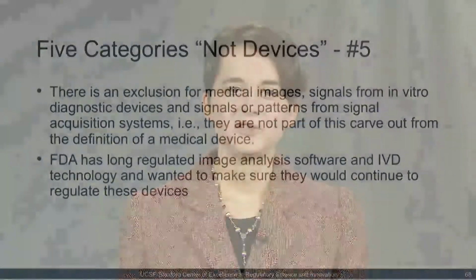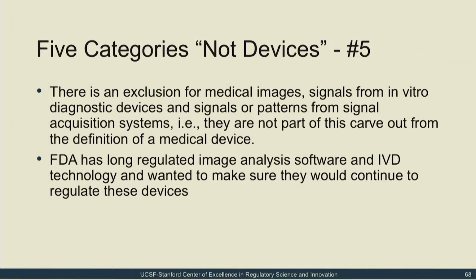Note that the definition of category number 5 of software does not include software whose function is intended to acquire, process, or analyze a medical image, or a signal from an in vitro diagnostic device, or a pattern or a signal from a signal acquisition system. The definition actually starts with this exclusion, which makes it a little bit difficult to read.